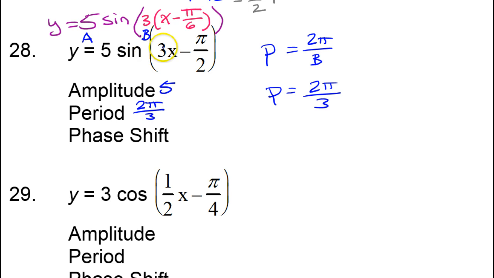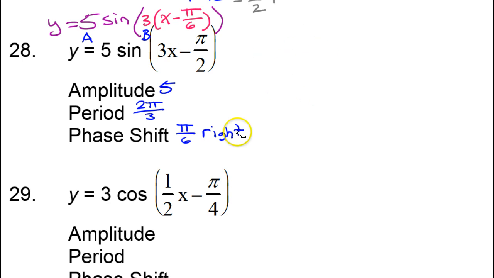Now the phase shift is pi over 6. Not pi over 2, pi over 6. And because it is minus pi over 6, this is actually going to be a shift to the right. It's the opposite of what you might normally think. So this should be enough information for us to draw the graph.